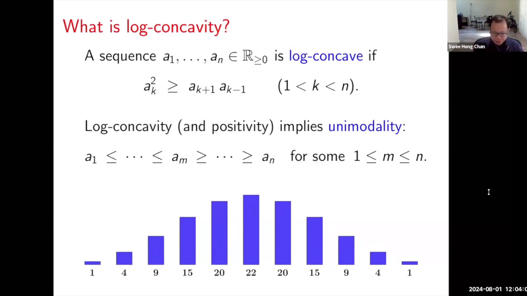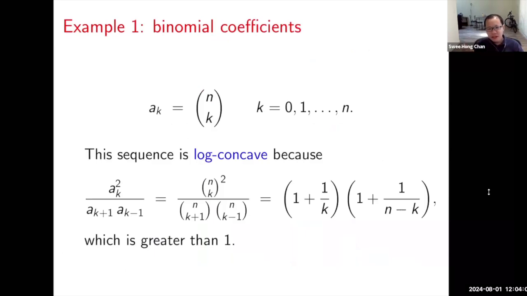One of the quintessential examples of log concavity in combinatorics comes from binomial coefficients. Here n is fixed, and k ranges from 0, 1, up to n. This sequence is log concave because you can simply do a direct computation. You take this ratio, do the calculation, and realize that it is equal to 1 plus 1 over k, times 1 plus 1 over n minus k. Because k is by definition between 0 and n, this number is greater than 1. That's why it's log concave.